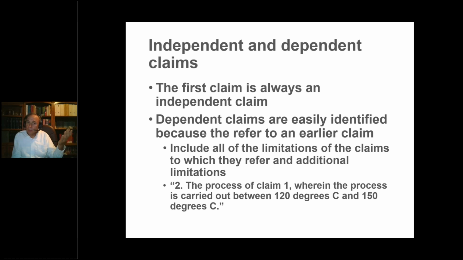But then a dependent claim would come after that, and it would say the process of claim 1, wherein the process is carried out between 120 degrees Celsius and 150 degrees Celsius. So it took the A, B, and C and heat, and it added to it a limitation on the temperature. So that's a dependent claim, and you can easily identify a dependent claim because it refers back to an earlier claim. And some of them refer back to more than one earlier claim. It's just a dependent claim.